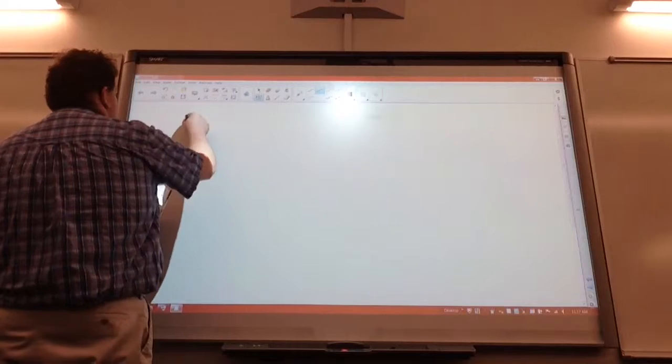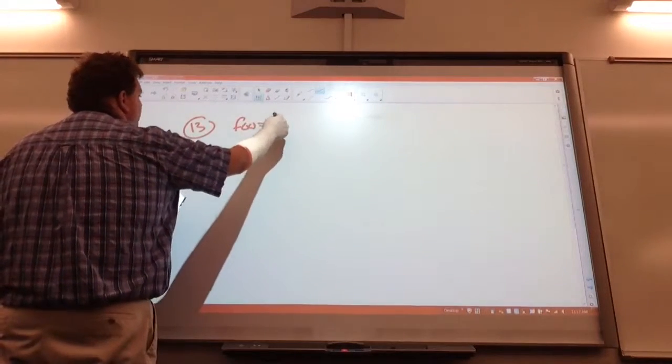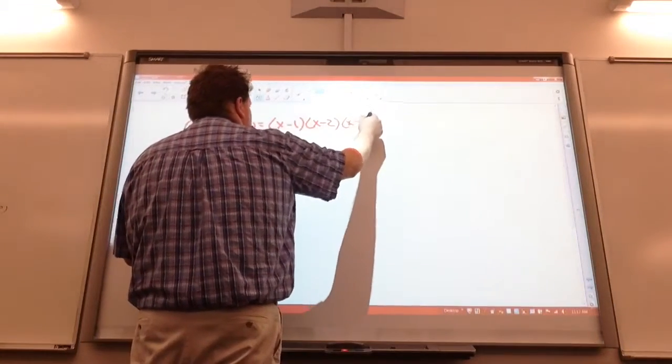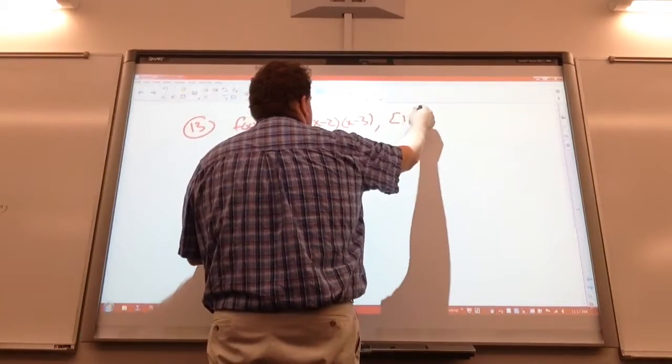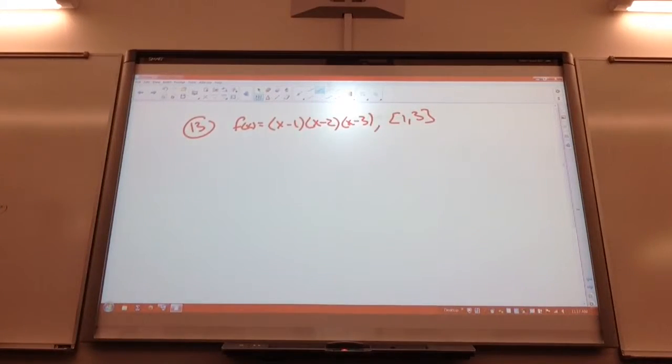So, we've got 13, which is f of x equals (x minus 1)(x minus 2)(x minus 3). And we're looking at this thing from 1 to 3. Okay? First and foremost, what type of function is this ultimately? It's a polynomial. Polynomials, by definition, are always differentiable. So I don't even need to bother with that. We know it's differentiable as a polynomial. Okay?